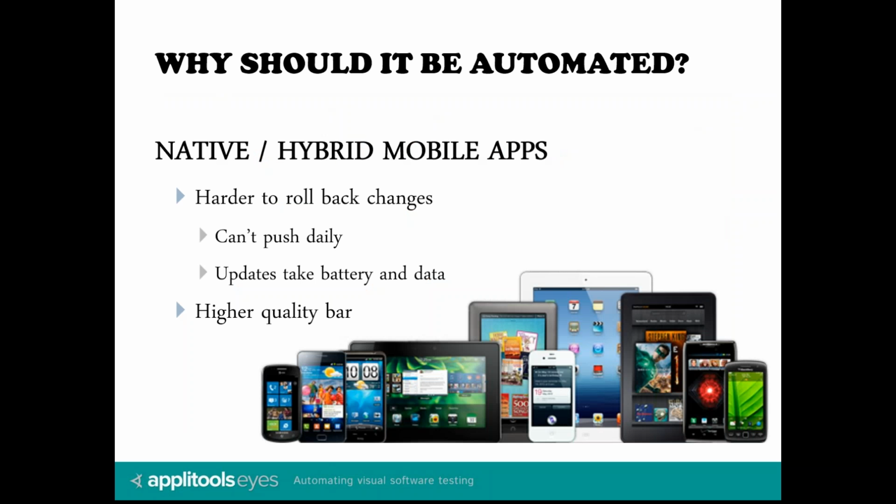When we're talking about native and hybrid mobile apps, it gets even more difficult because it's much harder to roll back changes. If you have a bug in your system, you have to stay with it in production for a while. The reason is that you just cannot push daily to the App Store, and even if you manage to work around that, updates will take battery and data and eventually upset your customers and reflect badly on your app. And in general, there's a much higher quality bar for mobile apps just because mobile users are much less tolerant to UI and UX bugs.